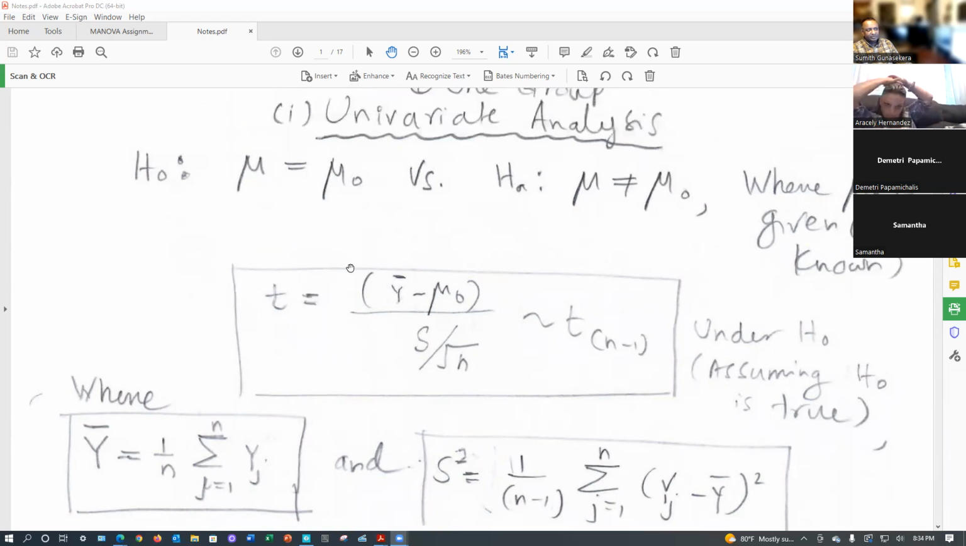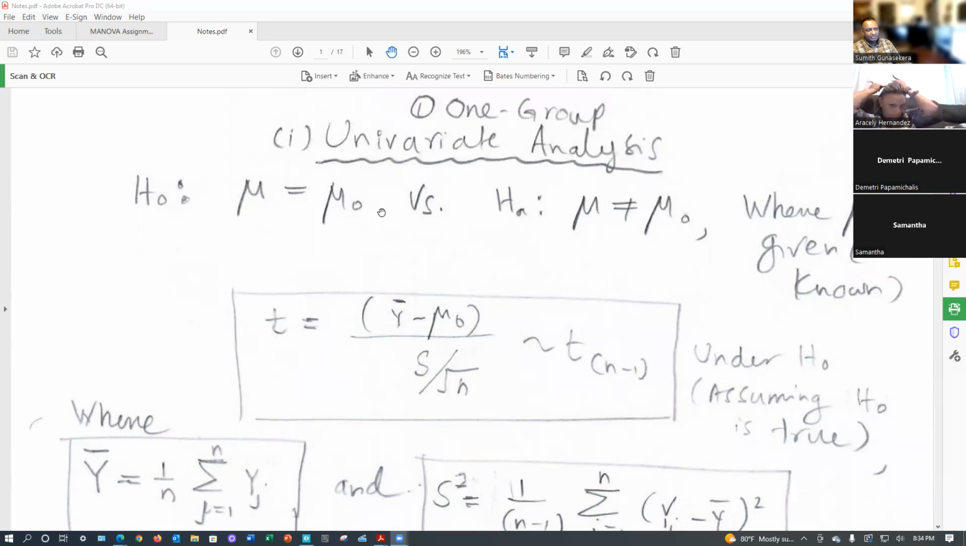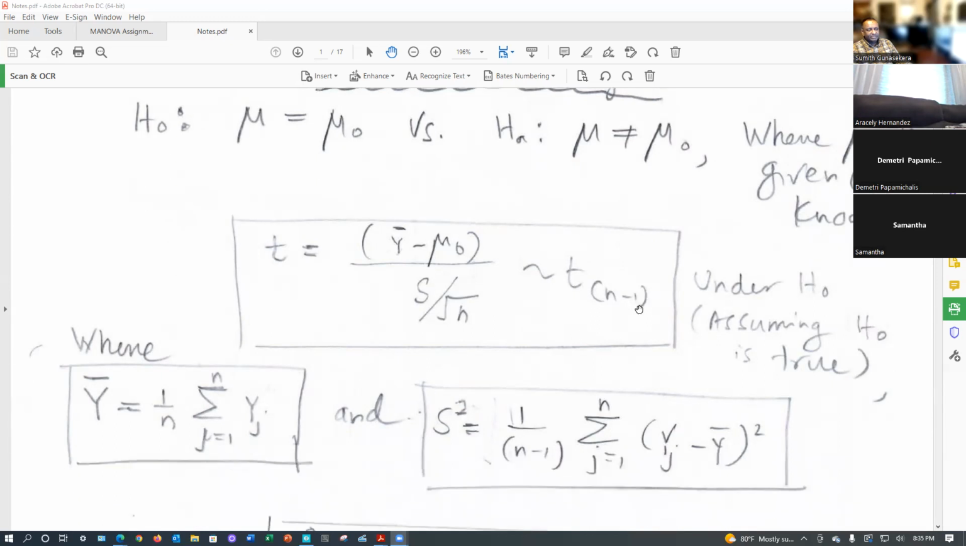Can you remember? Y bar is the mean of the sample we pick from the population. From it you subtract mu naught, because you are assuming that H naught is true, that is, under H naught. It's divided by s over the square root of n, and that is distributed according to the t distribution with n minus 1 degrees of freedom.